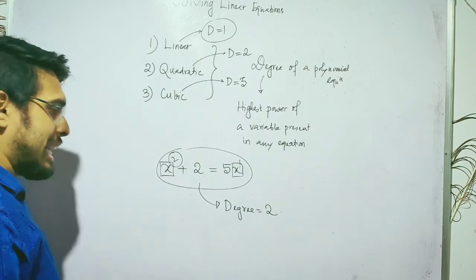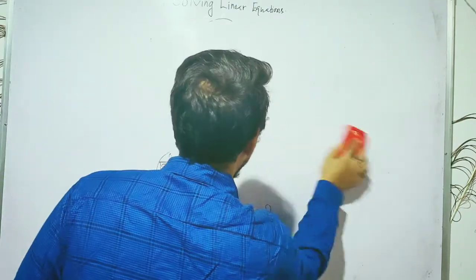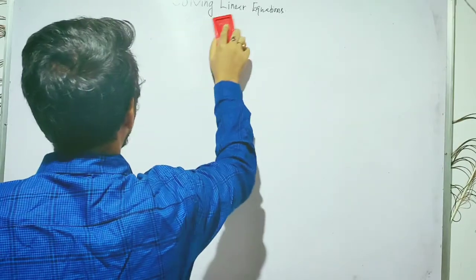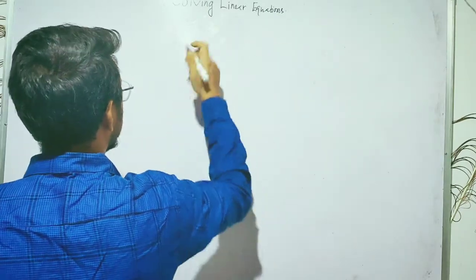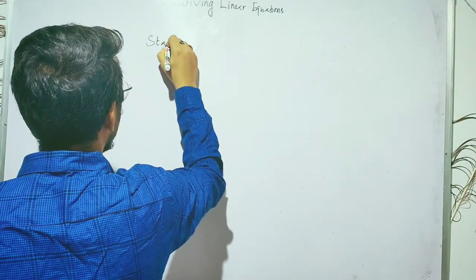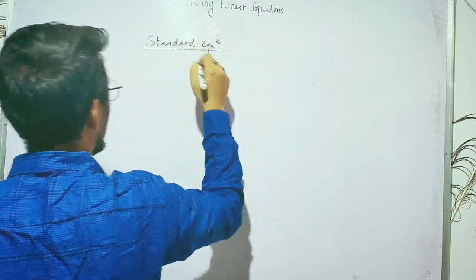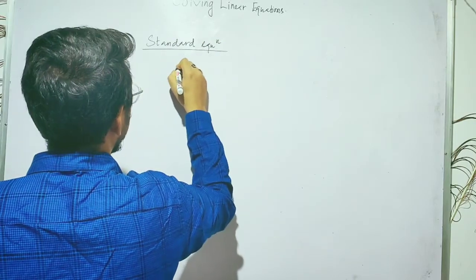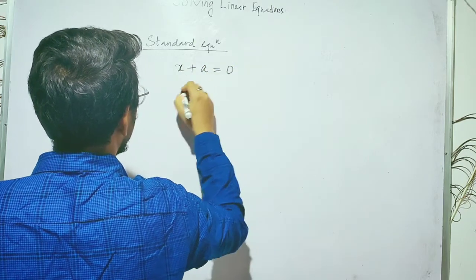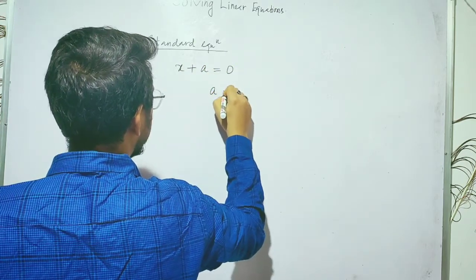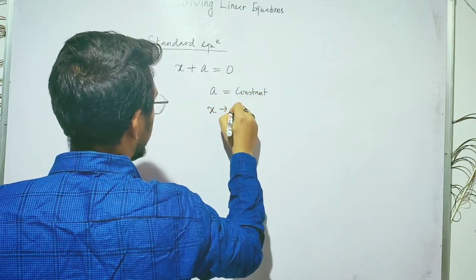So now let us proceed to what can be the possible equation of a linear equation, or what can be the official or standard equation. See, the standard equation, if you are talking about a single variable, it can be said as x plus a equal to 0, where a is any constant term and x is the variable.